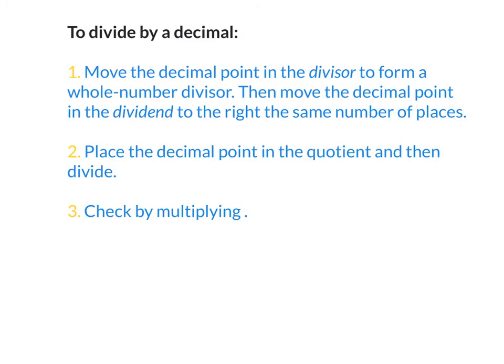To divide by a decimal, first, move the decimal point in the divisor to form a whole number divisor. Then move the decimal point in the dividend to the right the same number of places. Second, place the decimal point in the quotient and then divide. And third, check by multiplying.